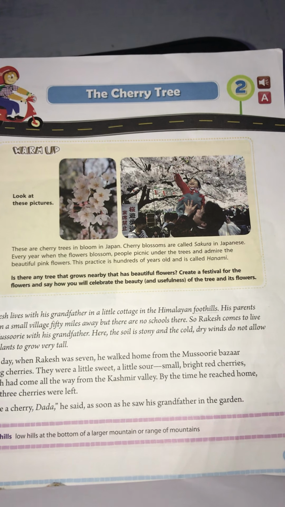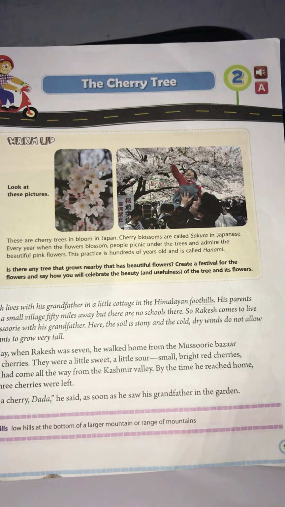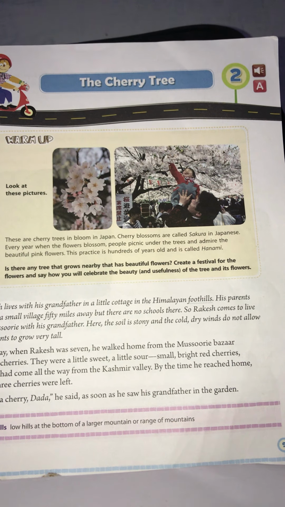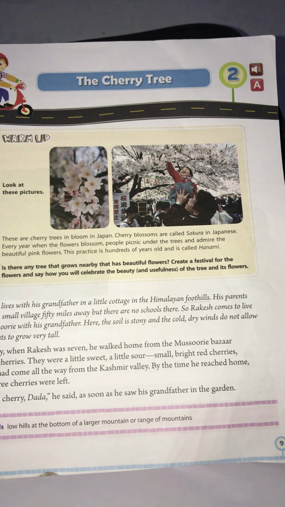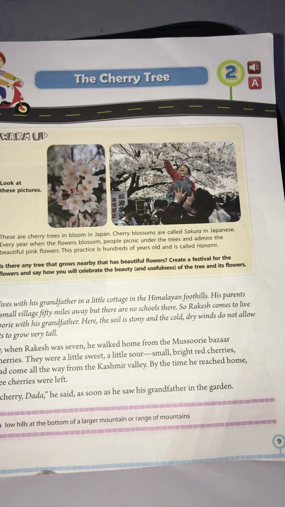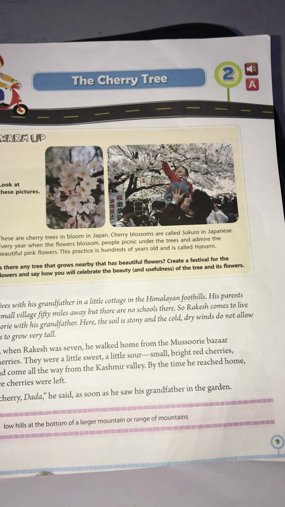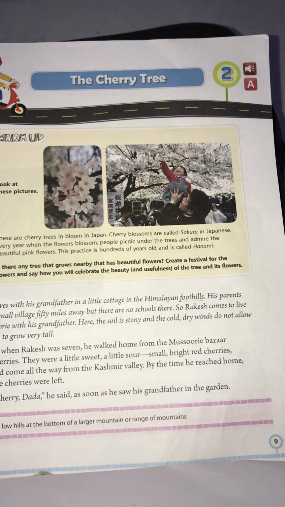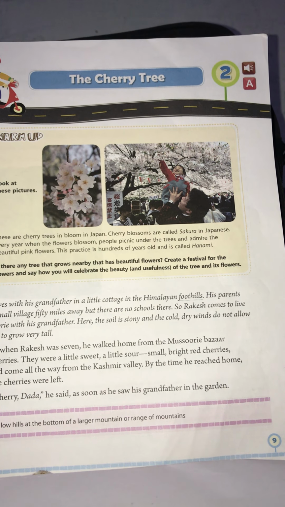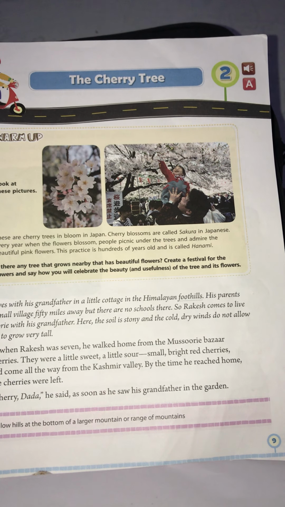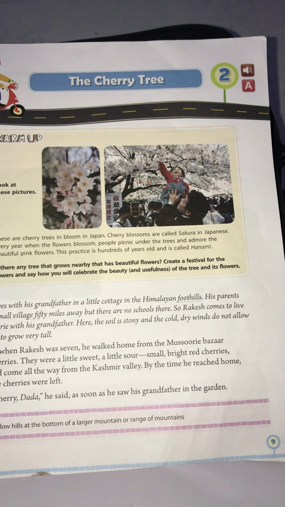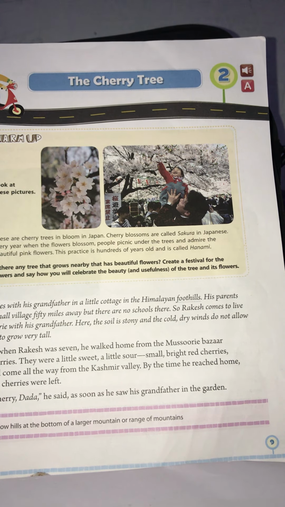Hello, children. We are going to learn chapter number two of English literature, The Cherry Tree. The Cherry Tree is a story written by Ruskin Bond. Ruskin Bond is an Indian author of British descent.